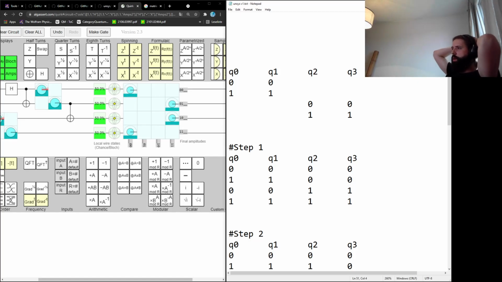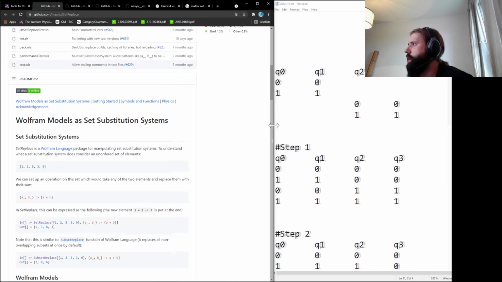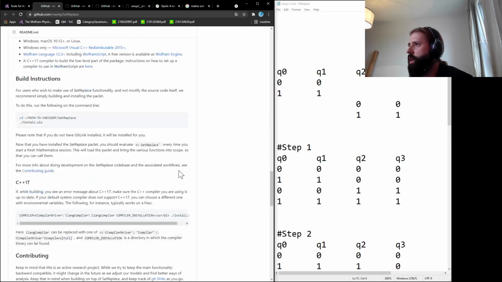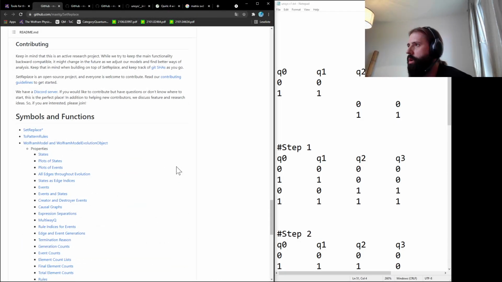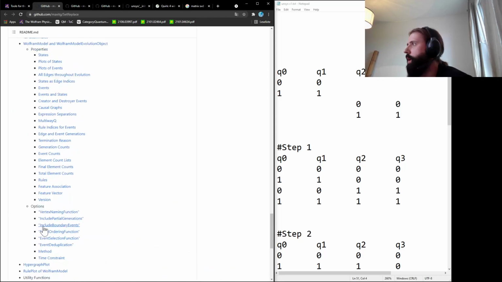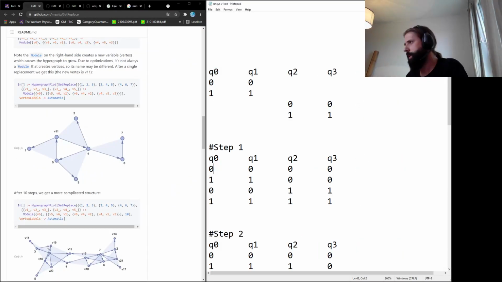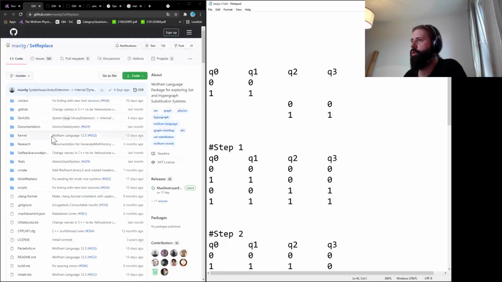So yeah, I think I'll leave it here for today. It's been a bit of a recap for these as well, and definitely a challenge. And I will see if I can take a look at these and see if I could use some of this stuff in here, because that is actually pretty cool. Status edge indices, all edges throughout evolution, events, because there's a lot of things that you can do here that I can definitely benefit from later on. But still, my goal would be to implement first something that is just a local version of these, and then move it to the Wolfram stuff, the set replace stuff, which is pretty cool that it's actually open source.